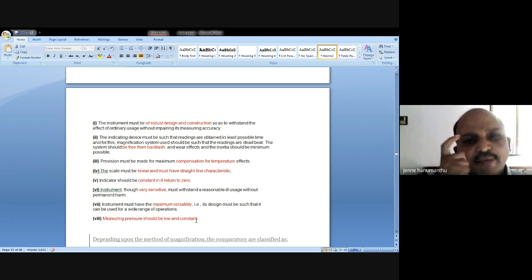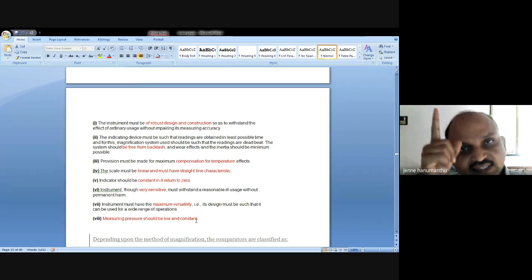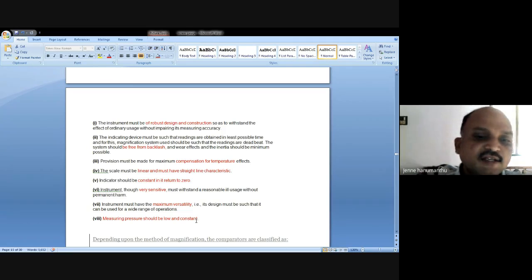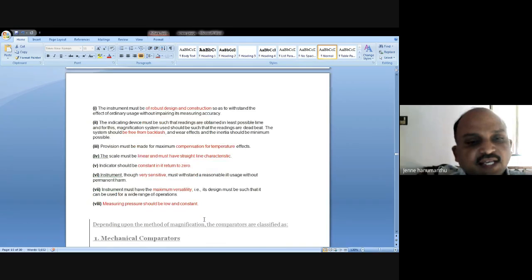Okay, these are the basic requirements of a comparator before going to manufacture. If you want to manufacture a comparator for some application, that comparator should have all these characteristics, all these requirements. Okay, that's about this one. Next one.